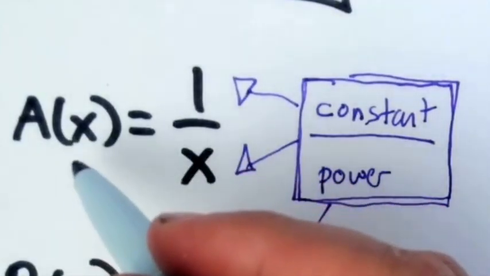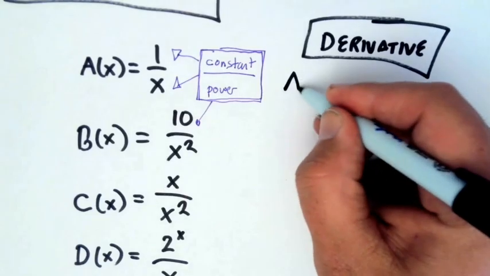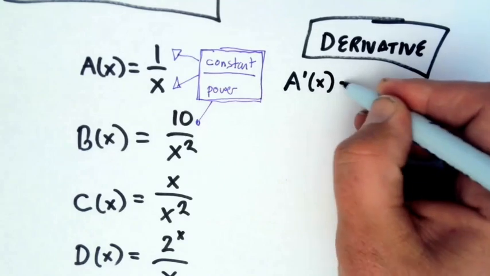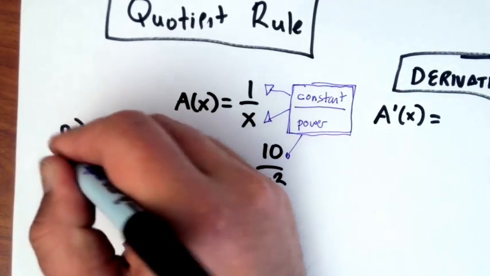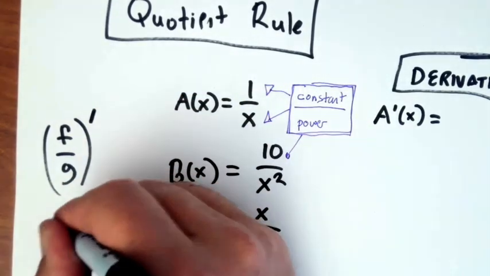I want to take the derivative of a of x equals 1 over x. So I'm going to calculate a prime of x. Can you walk me through the quotient rule pattern real quick? I have f over g and you take the derivative.